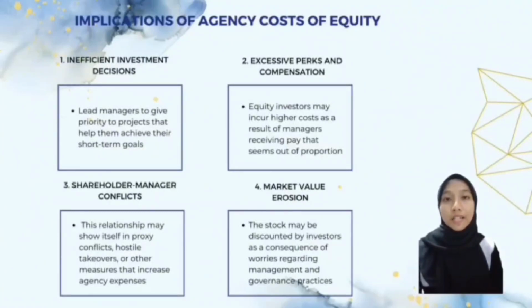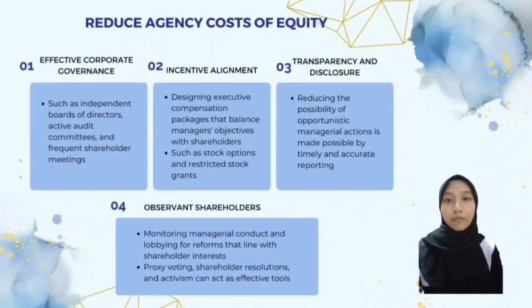This tense relationship may show itself in proxy conflict, hostile takeover, or other measures that increase agency expenses. Lastly, ongoing agency fees may result in a drop in the market value of an organization's stock. The stock may be discounted by investors as a consequence of worry regarding management and governance practices, which may lead to this erosion. Therefore, there are several approaches that can reduce the agency equity cost.